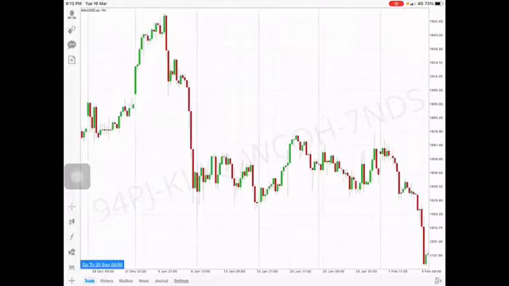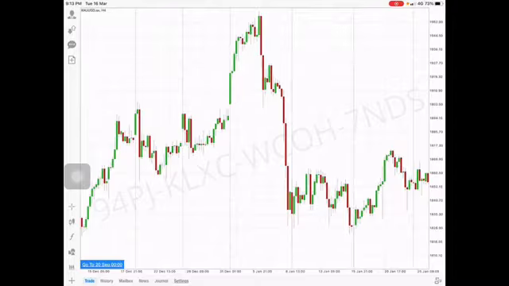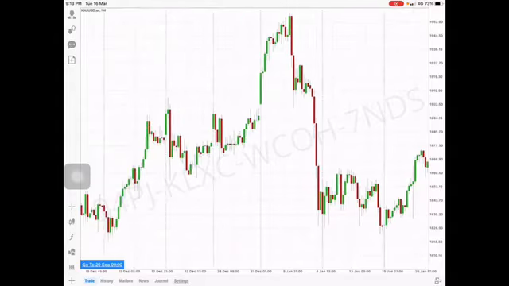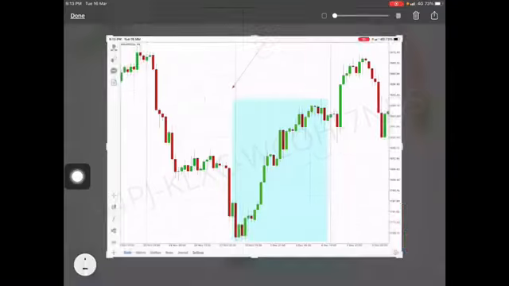Remember, if it wants to go up, what does it need to do first? If it wants to go up, where does it need to go first? Down. Yes, so it's going to go down to the low first, okay? Afterwards, it will go up to the high. And then the closing is going to be a little bit lower. So it's going to close right there.